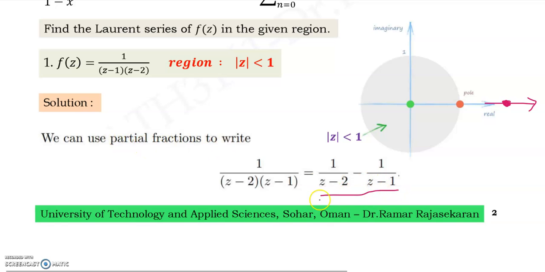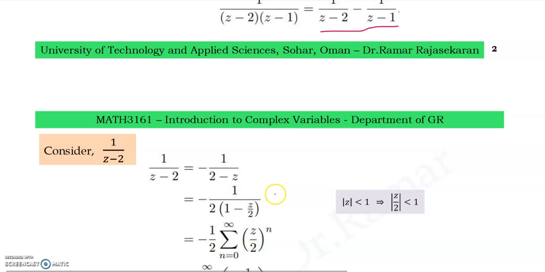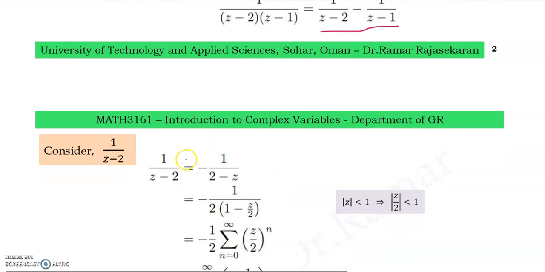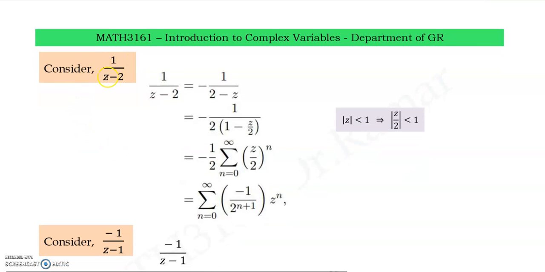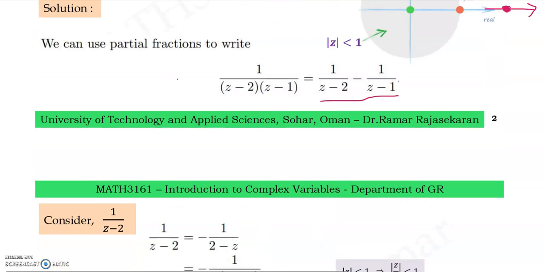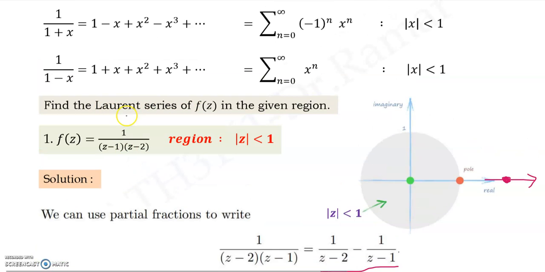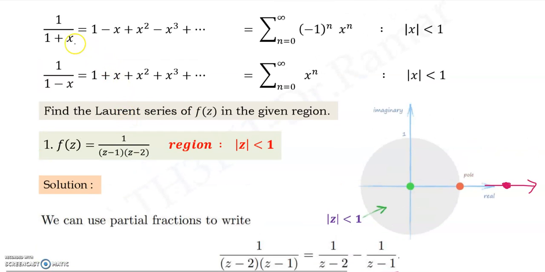Okay, what is next? You see the first term, 1 over z minus 2. Now take this first term, 1 over z minus 2. What are we going to do? We are going to write the Laurent series of the function. For that we are going to make use of any one of the rules, or both the rules.